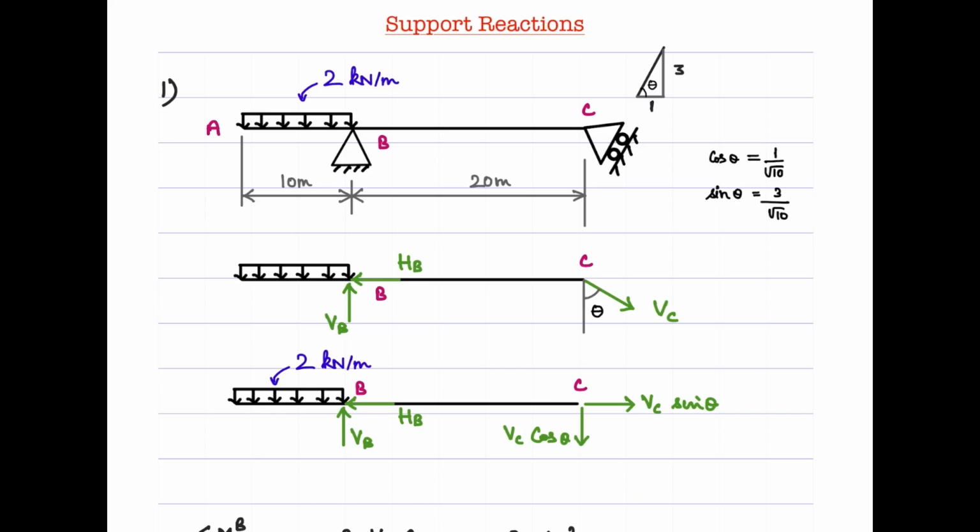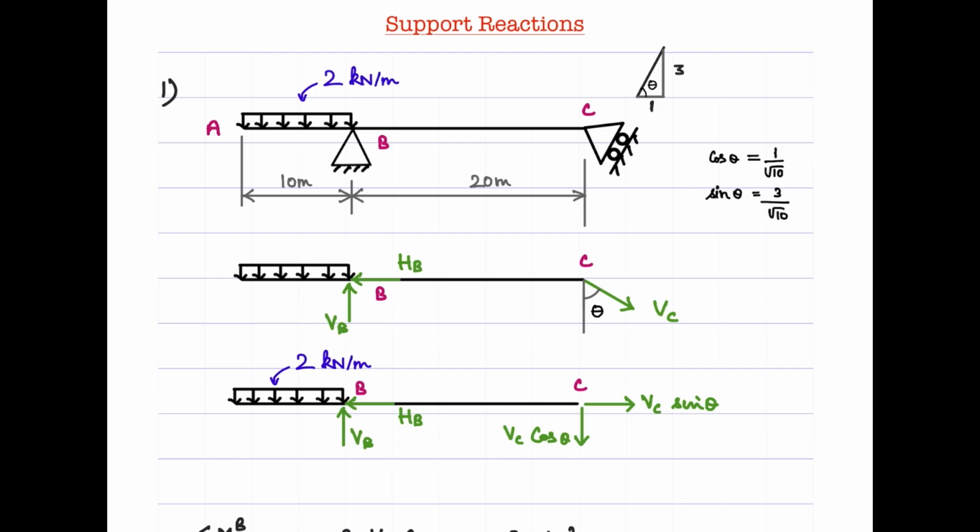And then what is the next step? Now we need to resolve this along the global XY axis. If this angle is theta, one can see that the inclination this reactive component makes with the vertical is also theta, from which one can show the resolved components are VC cos theta and VC sin theta, as we see here.